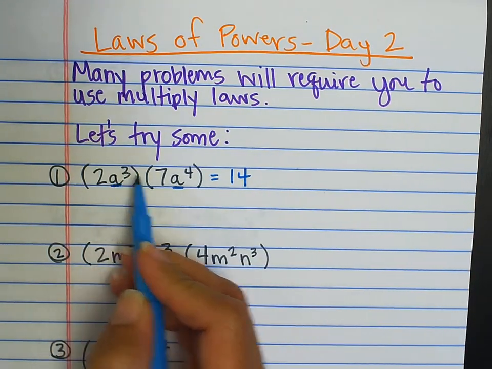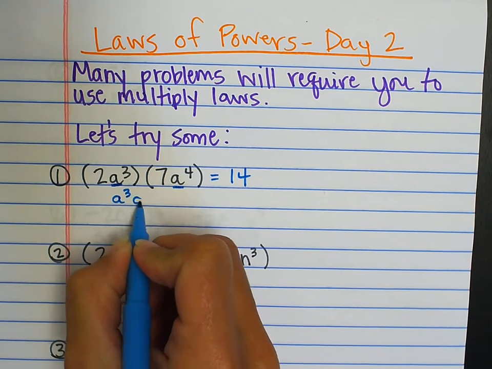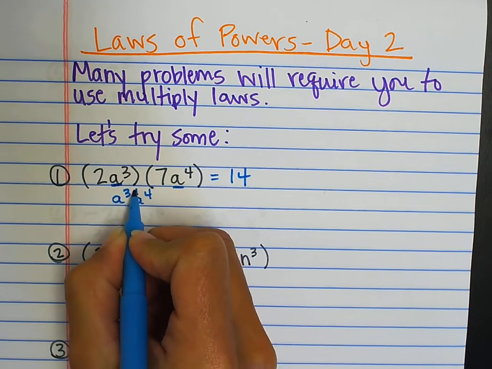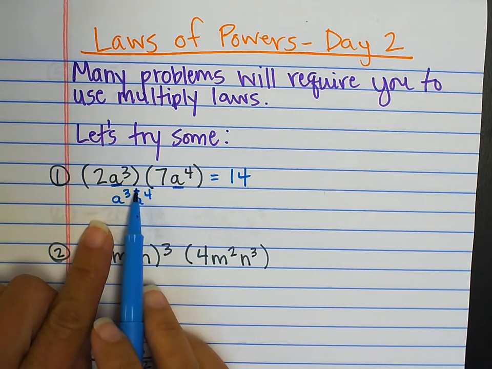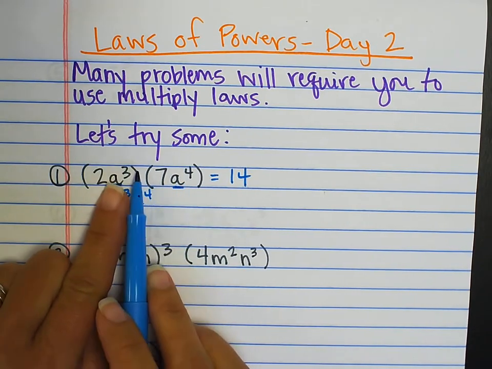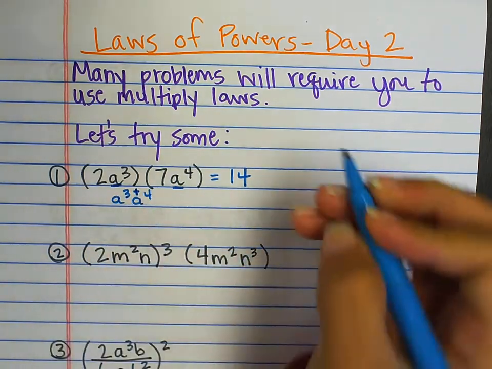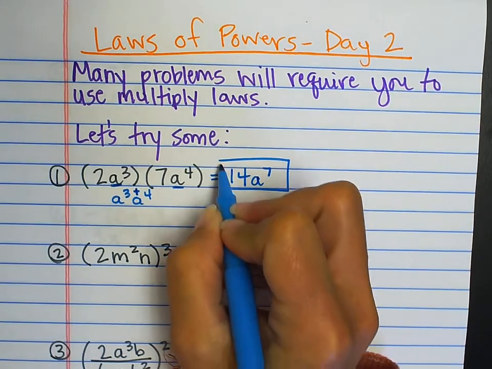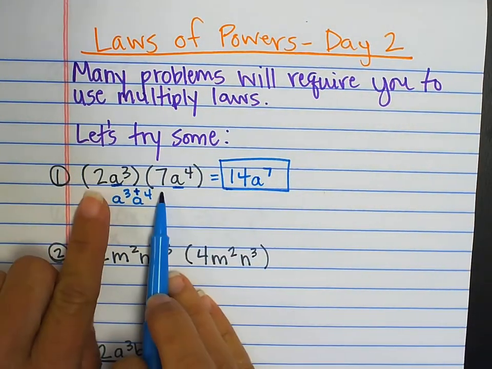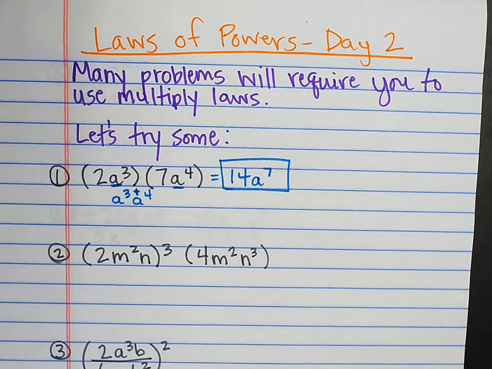And then we have a to the third times a to the fourth. We know multiplying powers with the same base, we add the exponents. Remember that little trick: if there's space, you put the plus sign. If they're bumped up against each other, you would multiply. So multiplying powers with the same base, we add the exponents. So that gives us a to the 7th. Okay, so we multiplied the coefficients together to get 14. We multiplied the powers with the same base to get a to the 7th.